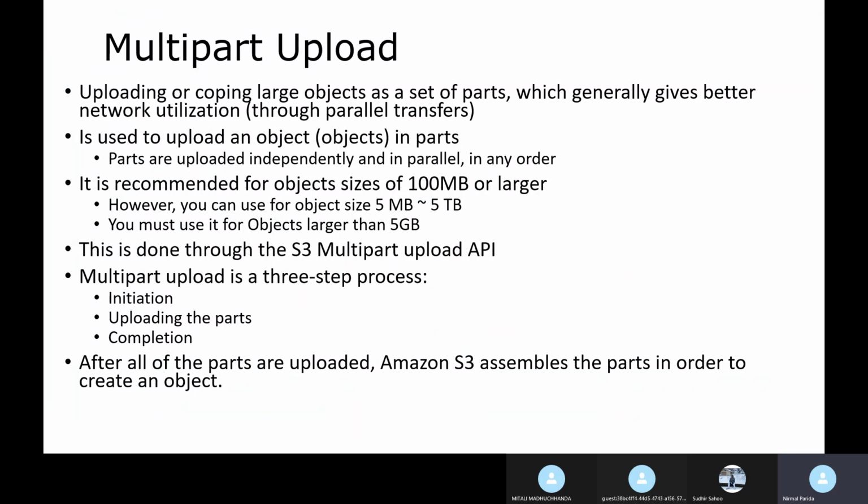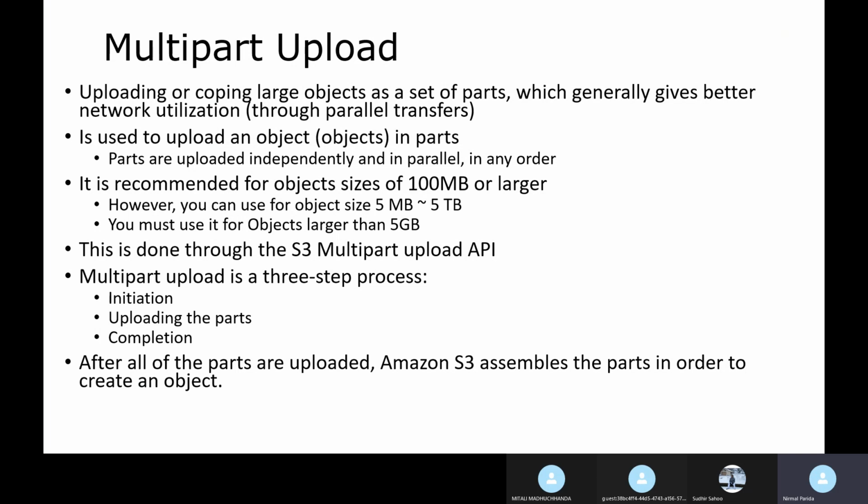It is used to upload an object in parts. Parts are uploaded independently and in parallel. It is recommended by AWS for object size 100 MB or larger. However, you can use it for object sizes 5 MB to 5 TB. But if your size is more than 5 GB, you must use multi-part upload, otherwise your copy will be very slow. So for objects larger than 5 GB, you must use multi-part upload. This is done through the S3 multi-part upload API.